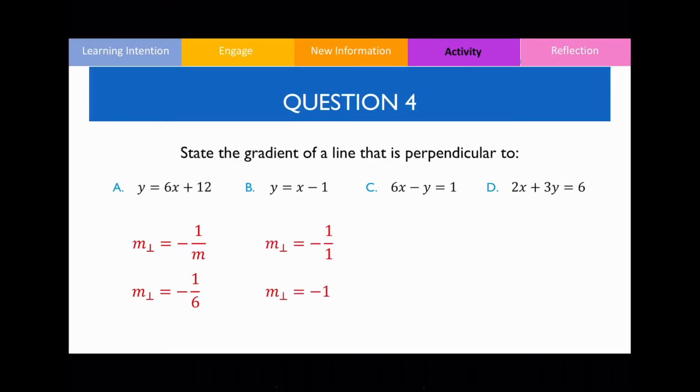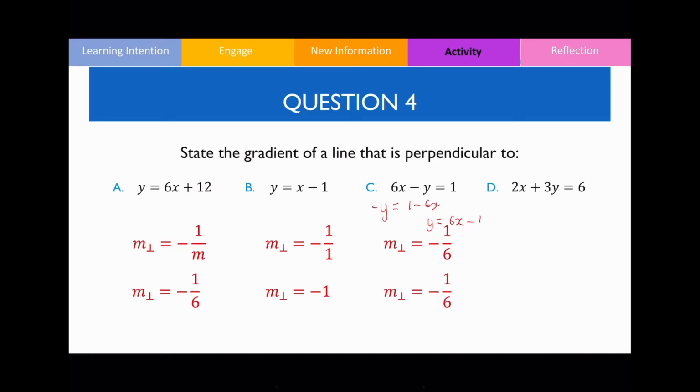For both part C and part D, notice that these equations are not expressed in the y is equal to mx plus c form. So what we need to do is first convert them over. In this case, -y is equal to 1 minus 6x, and then you just divide both sides by -1. Hence, your equation is going to be y is equal to 6x minus 1. So the gradient for this particular question is going to be 6. So therefore, something that's going to be perpendicular to this is going to be the negative reciprocal. So it's again going to be equal to -1 on 6.